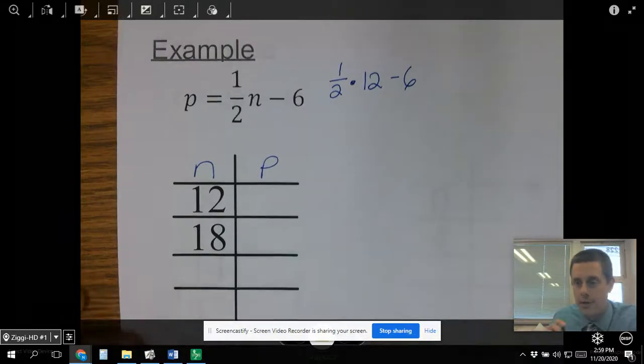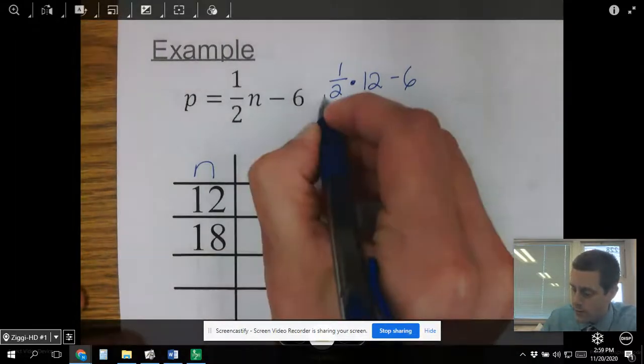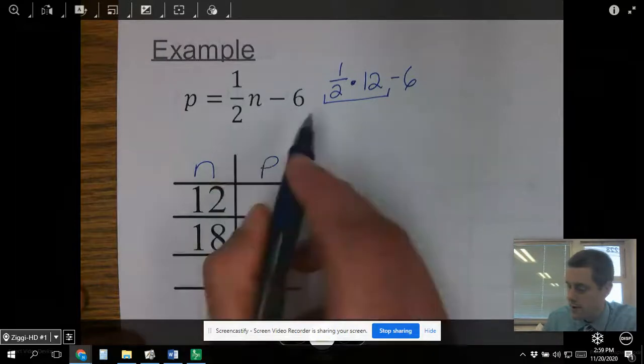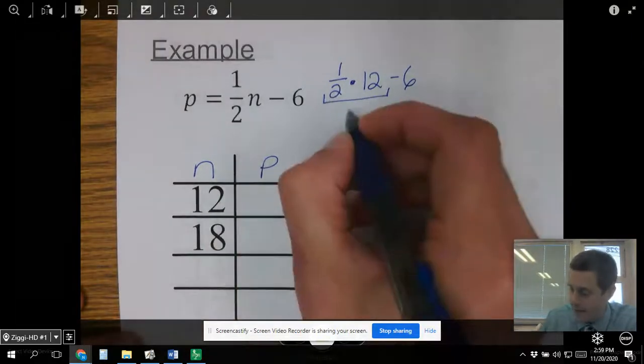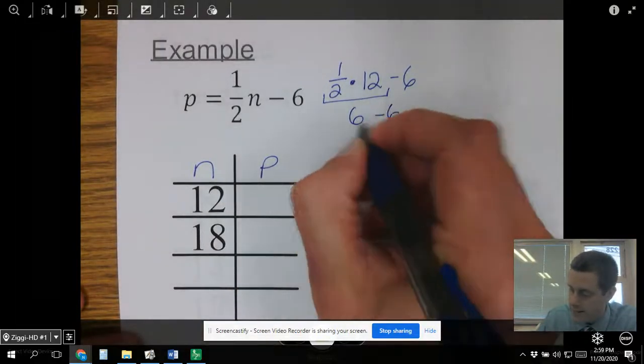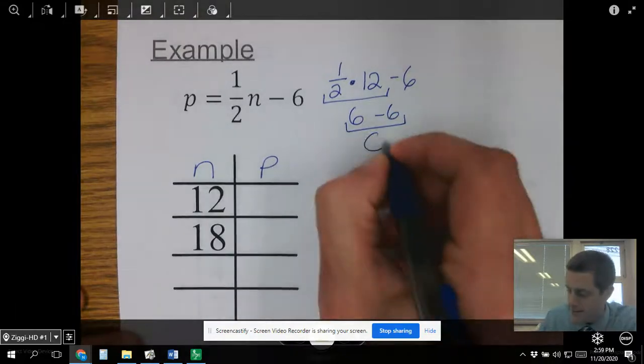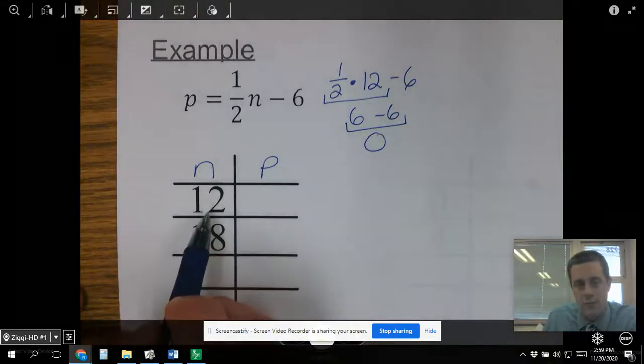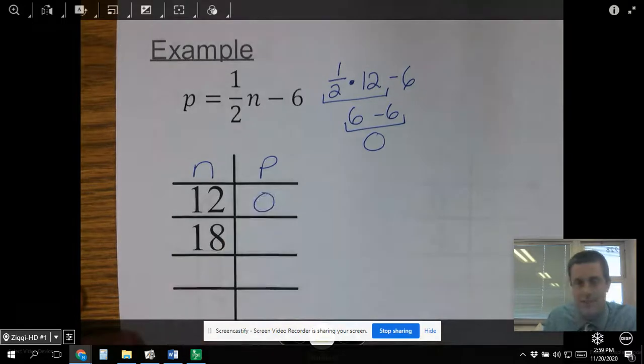Multiple operations here. Make sure you're following the order of operations. We are going to do multiplication first. 1/2 times 12 is 6. I'm going to bring down my minus 6. And then 6 minus 6 is 0. So when n equals 12, p will equal 0.